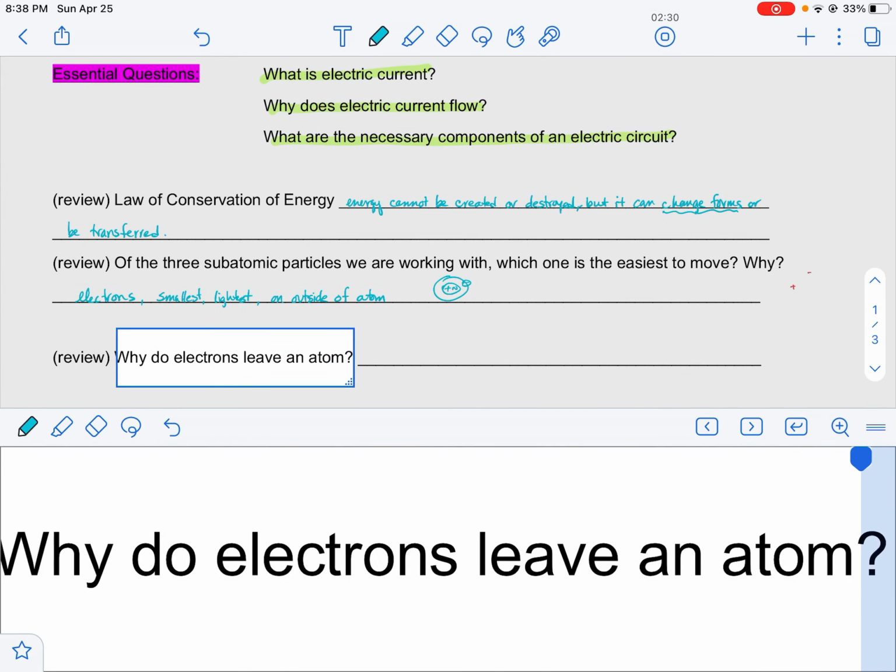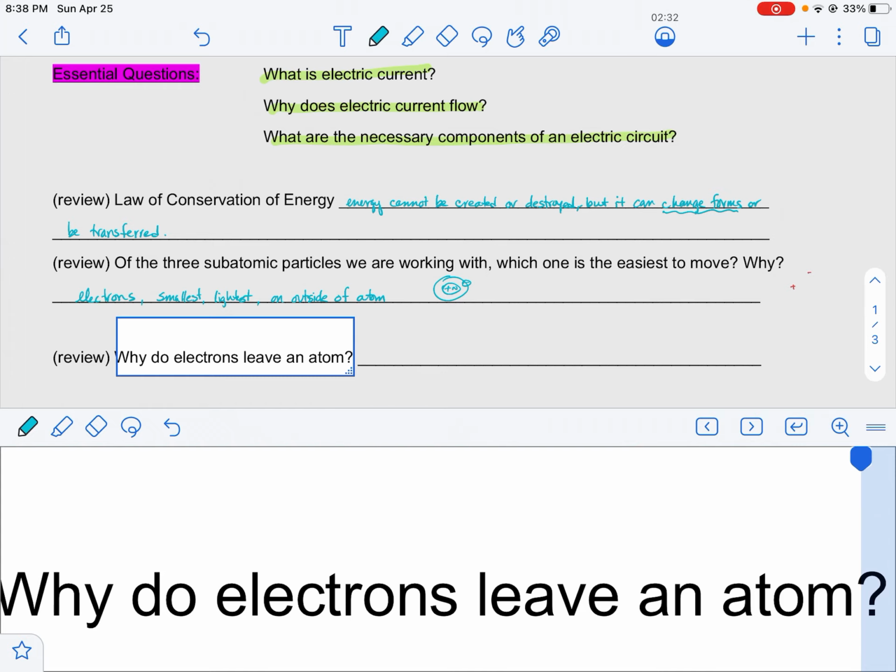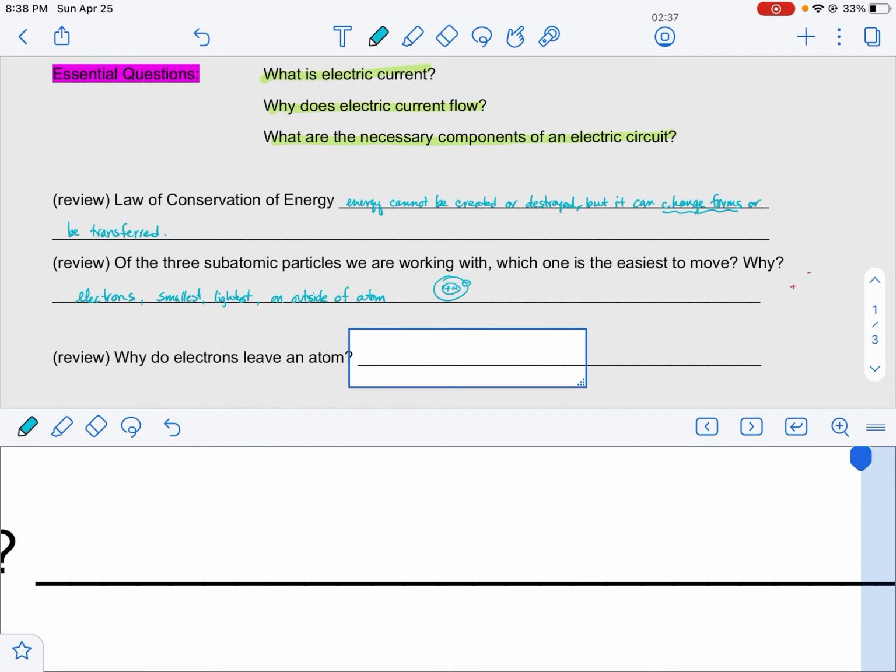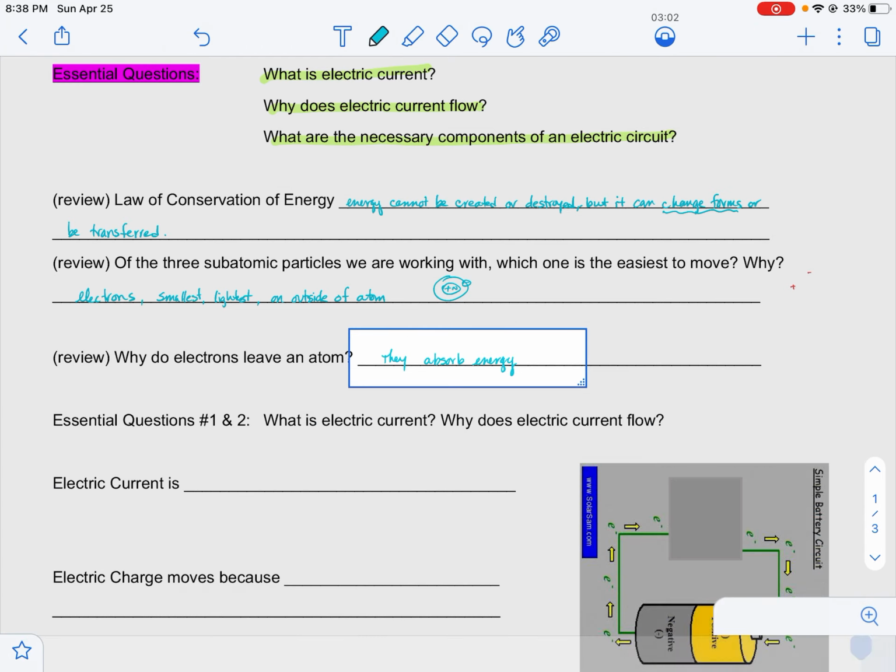Okay? Now, do you remember why electrons would leave an atom? Why would those electrons jump off? Yep, good for you. They absorb energy. So think about the Van de Graaff, right? There's some friction underneath the top of that Van de Graaff. It gets the electrons all excited from all that extra energy from the friction, and they just jump right off that atom. So that's why electrons are the ones that leave. They absorb that energy. All right, so let's move on to the new stuff here.